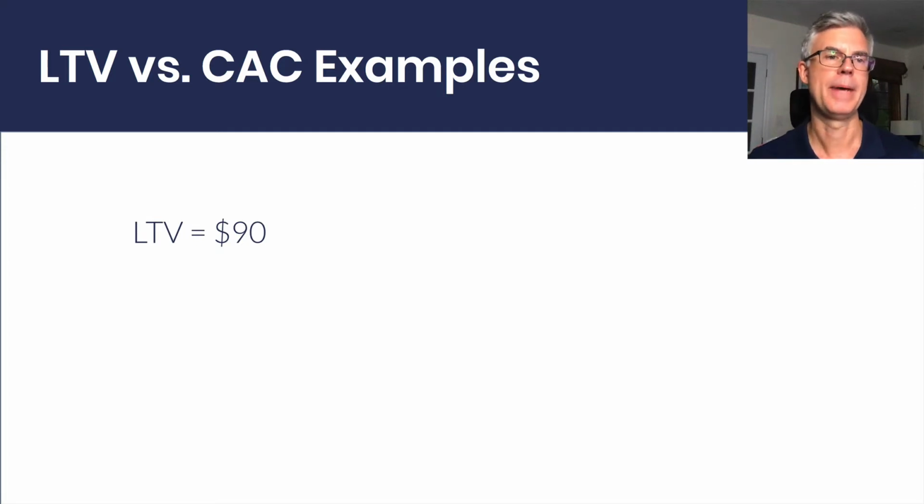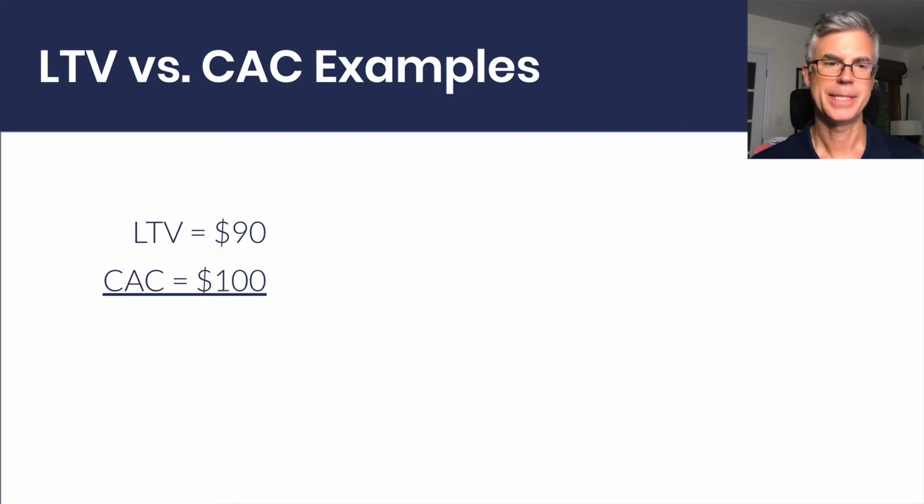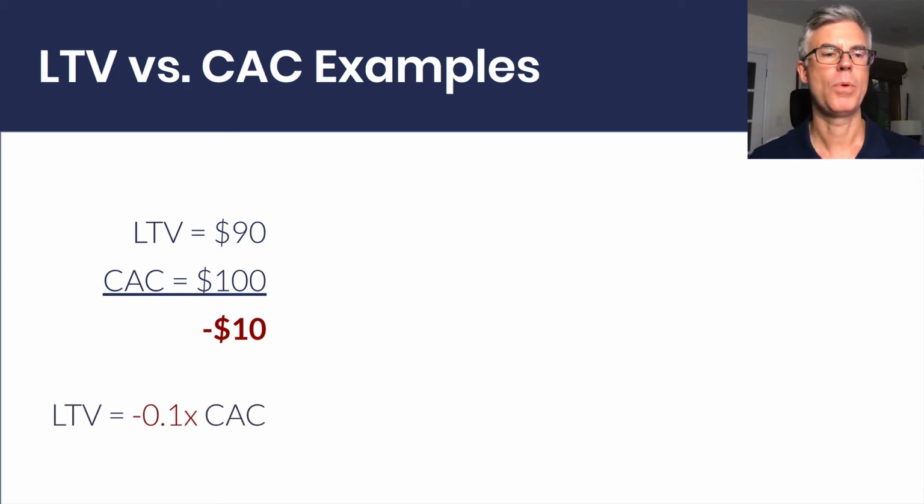So we'll do a little bit of math here. If the lifetime value is $90 and the cost to acquire that customer is $100, you can already see we're in trouble. We're going to lose $10 over the lifetime of that customer. So in that case, we're at a negative 0.1 lifetime value to CAC ratio. So that's no good. So let's try another example.